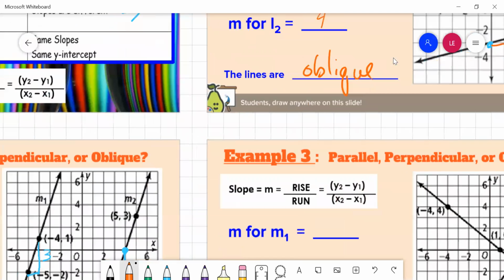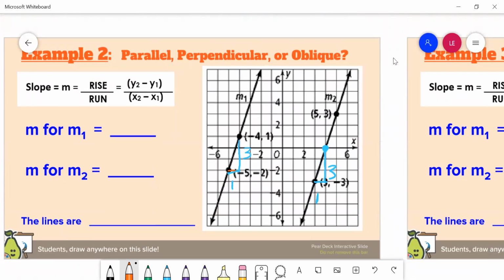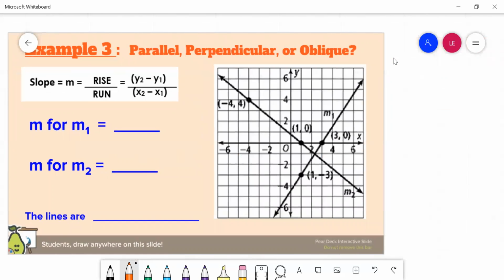Let's look at example 2. And a lot of this is the same. Notice that I've already done the rise over the run. You don't have to use the points they give you. You can find your own points on the graph. Notice that both of these have a rise and run of 3. They're both positive. Since they both have the same slope, then I know that the lines are parallel.